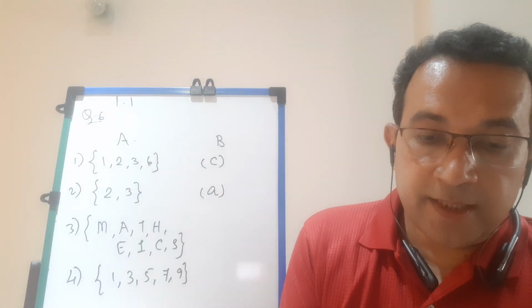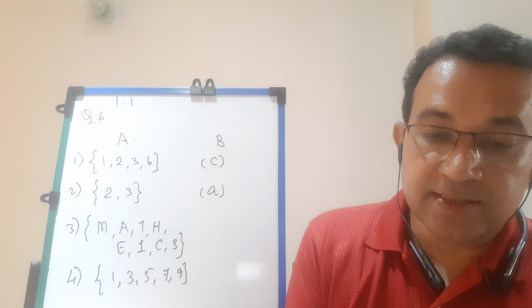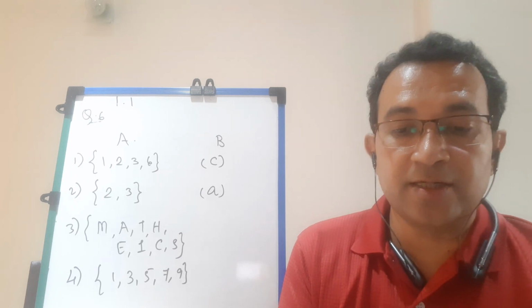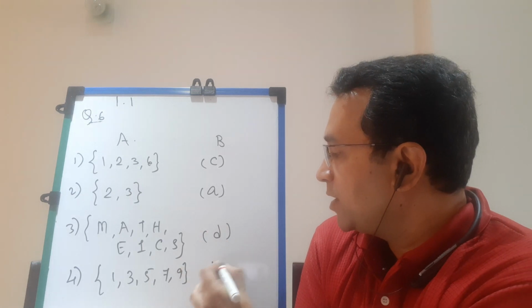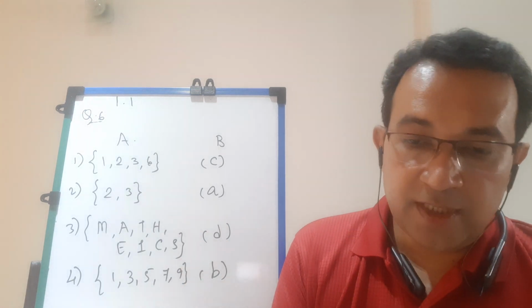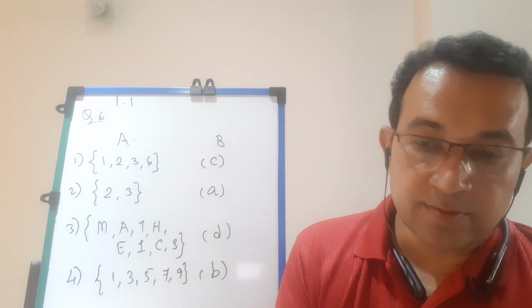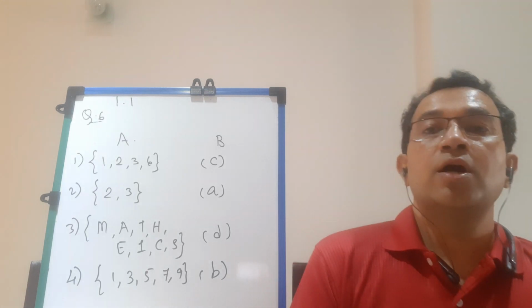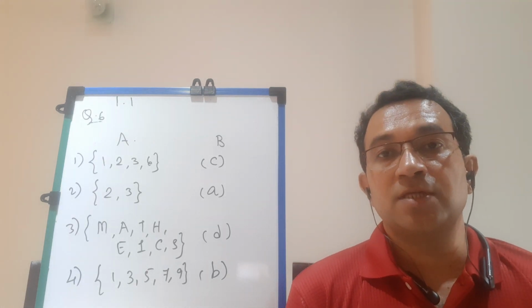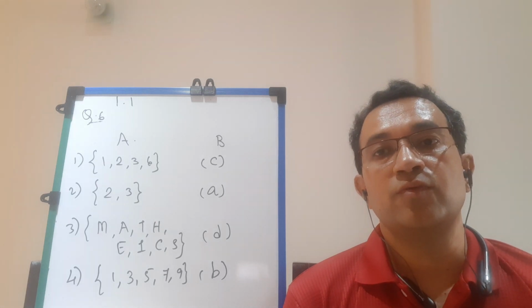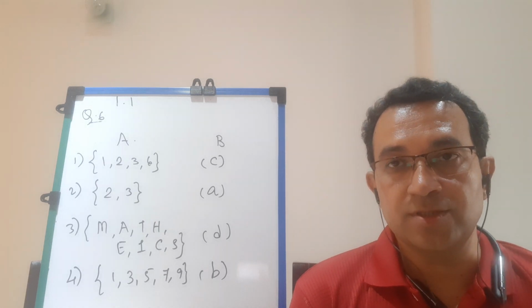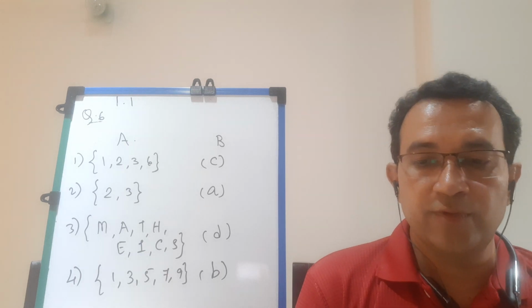Then MATHEMATICS, definitely X says that X is a letter of the word mathematics. So here D. Now definitely B remains. So B says that X is an odd natural number less than 10. Odd natural numbers less than 10 are 1, 3, 5, 7 and 9 students. So this is how we match the sets students. This is very simple, very easy.